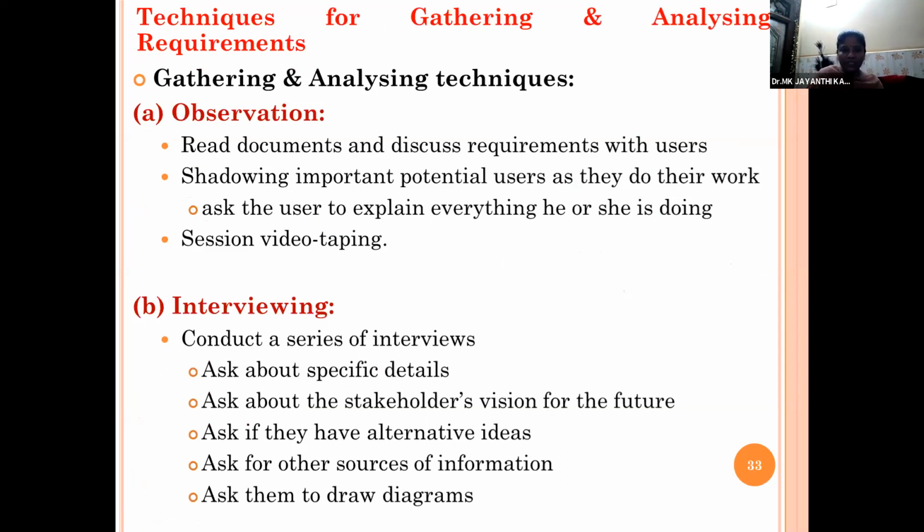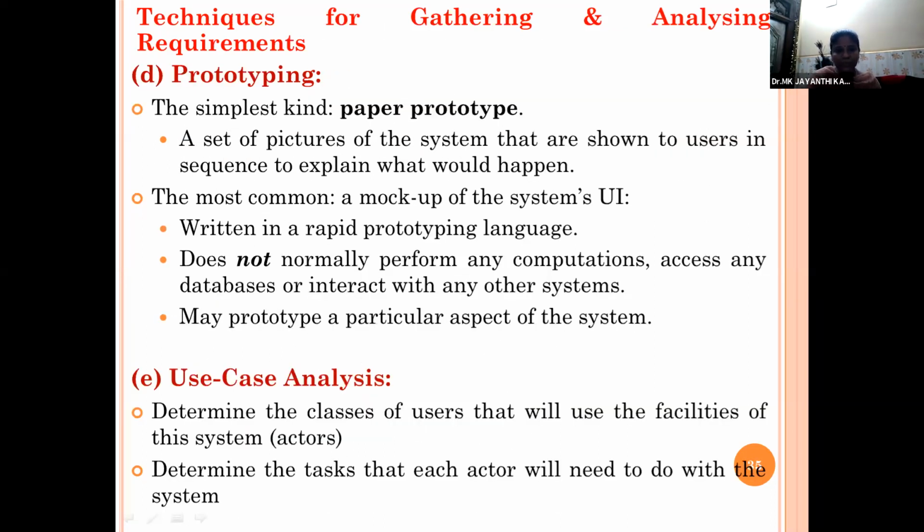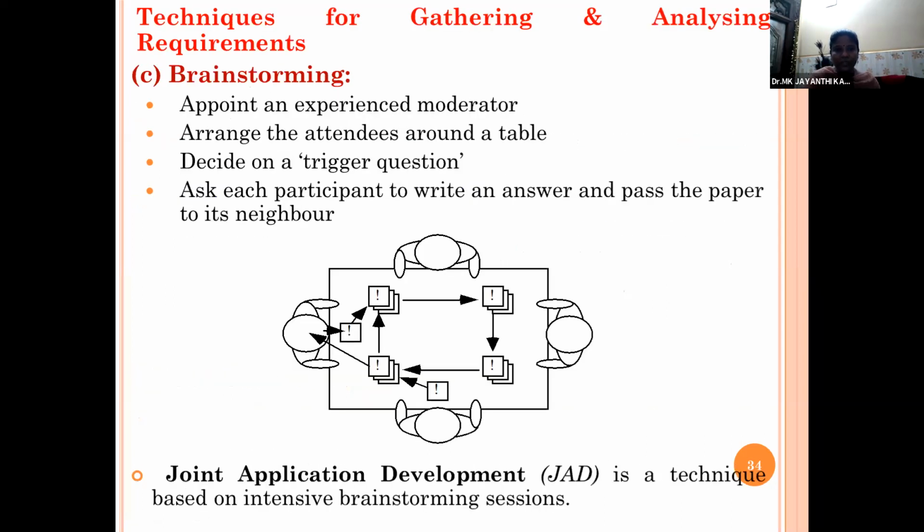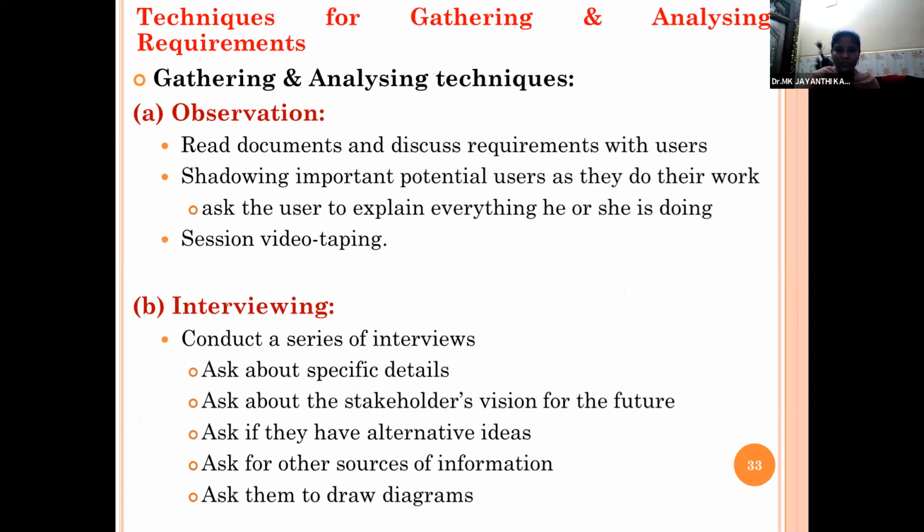The 6 techniques are observations, interviews, brainstorming, prototyping, use case analysis. So in observation, read documents and discuss requirements with the users. So the manual documents we can read and understand, and we will discuss with the users of the project, and shadowing important potential users as they do their work, and ask the users to explain everything he or she is doing, and session video typing.